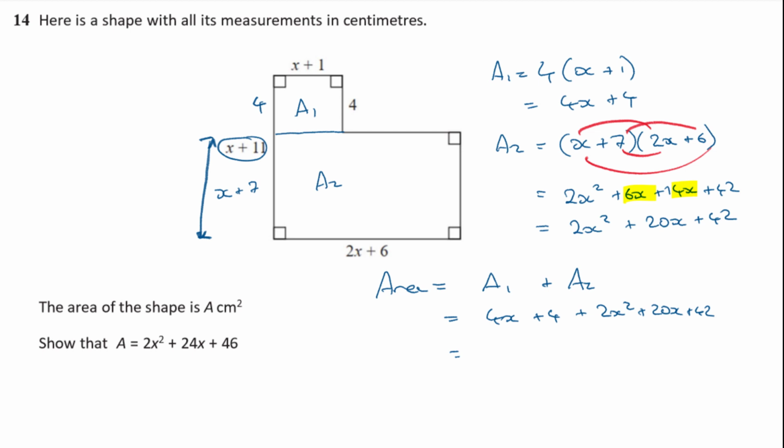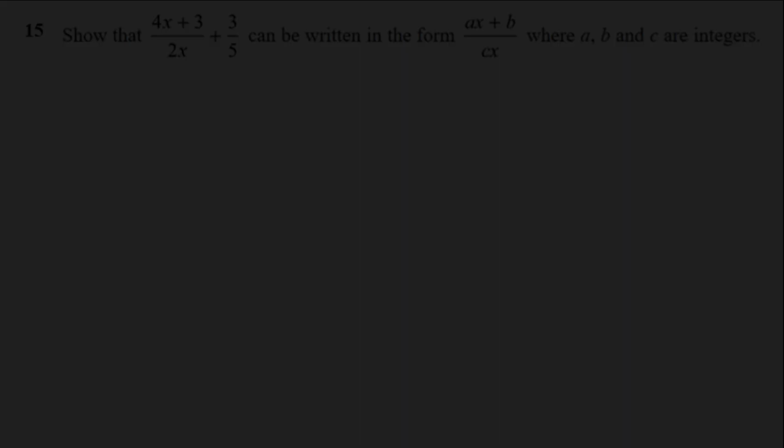Collecting like terms, I've got one term in x squared, 2x squared. I've got two terms in x. I've got 4x and I've got 20x, which makes 24x. And I've got two constants. I've got 4 and 42 there, making 46. Okay, are we good? Yep. 46 matches, 24 matches, 2x squared matches. So we're all good, aren't we? So we showed it.